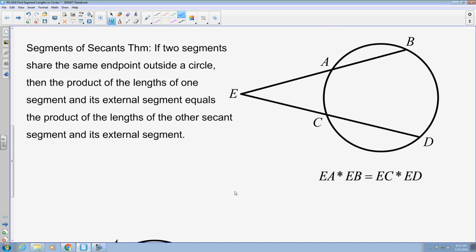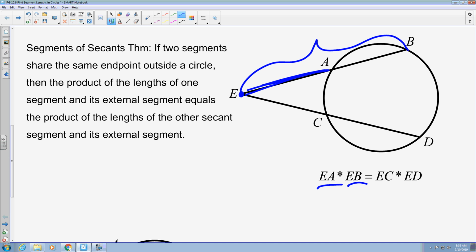The second theorem that we have is called the segment of secants theorem. It says if two segments share the same endpoint on the outside of a circle, which they do here at point E, then the product of the lengths of one secant segment and its external segment equals the product of the lengths of the other secant segment and its external segment. So EA is the external segment in this case, and EB is the entire secant.